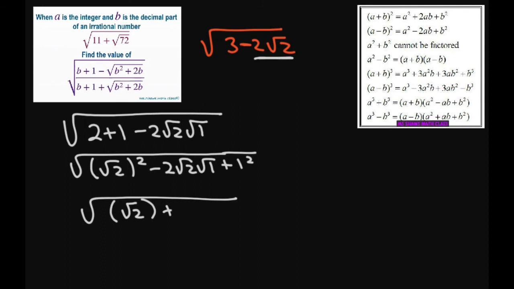When you simplify it, we're going to write this as square root of 2 minus 1, squared. We're looking at this formula here. So minus 1 and then squared. That gets rid of the radical sign here, and we get square root of 2 minus 1.